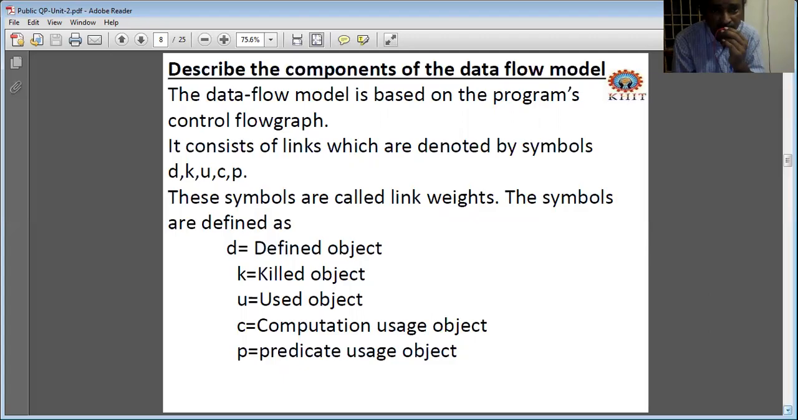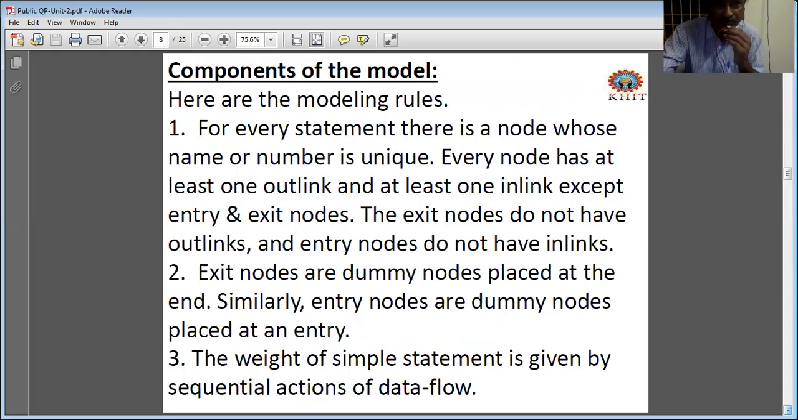It consists of links, which are denoted by symbols D, K, U, C, P: D defined, K killed, U used, C computational use, P predicate use. These are also called link pairs. The symbols are defined as small d defined object, small k killed object, small u used object, small c computation usage object, and small p predicate usage object. Predicate means decision usage object.